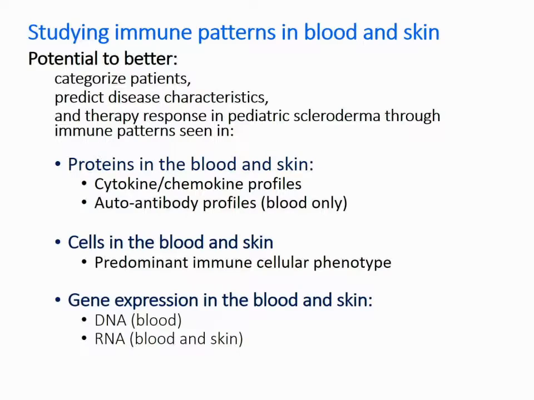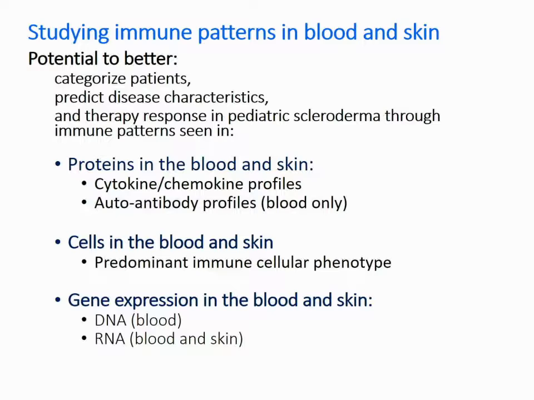Okay, all righty. So, we're studying these immune patterns in the blood and the skin. So basically things that I mentioned to look at disease characteristics, responsive therapy, et cetera. We can look at proteins that are in the blood and the skin. We can look at cells in the blood and the skin. We can also look at gene expression like DNA or RNA.